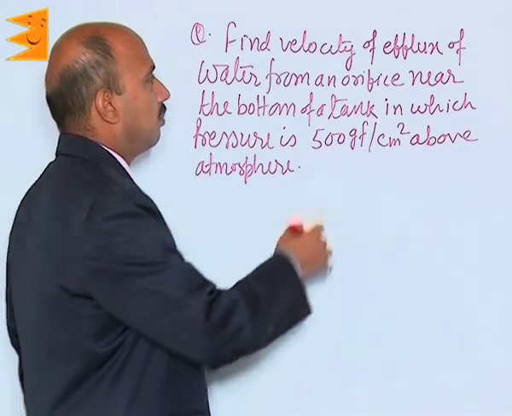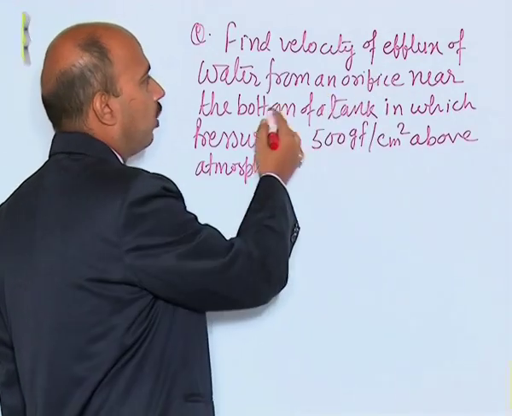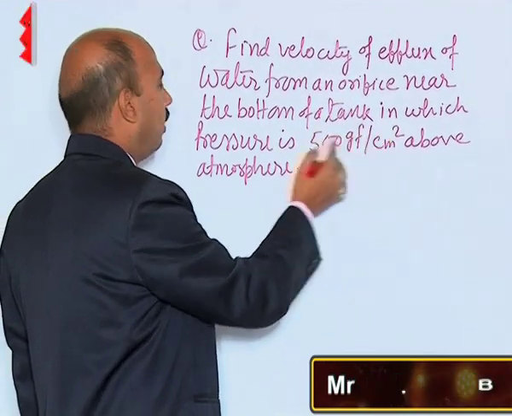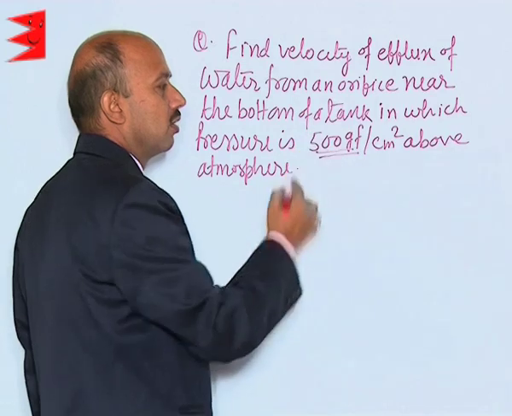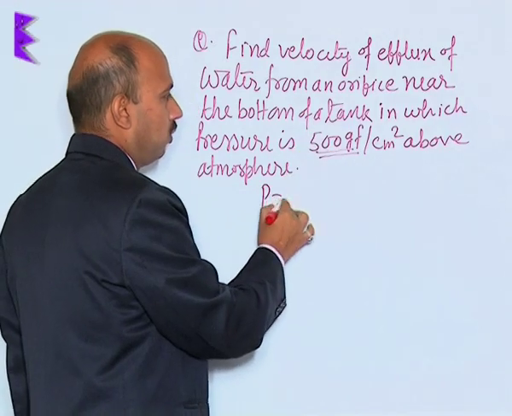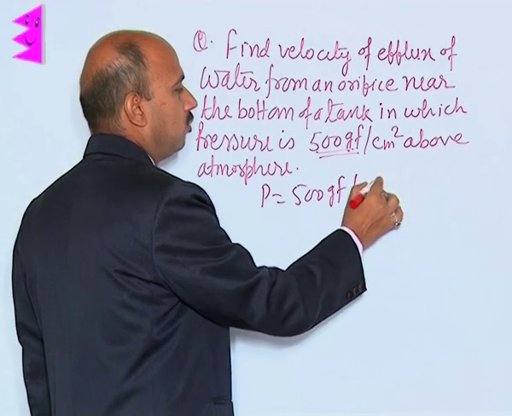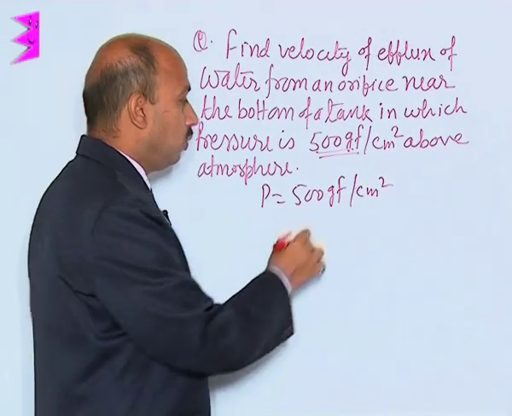Now see in this example, find the velocity of efflux of water from an orifice near the bottom of a tank in which the pressure is this. So, pressure is given to you as 500 gram force per centimeter square. You have to convert it into SI unit.